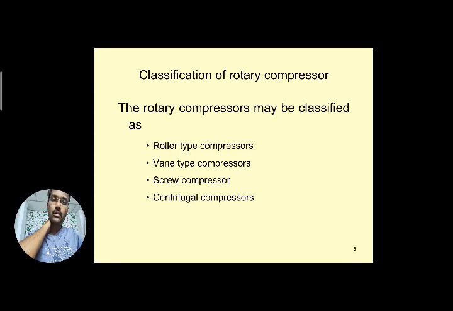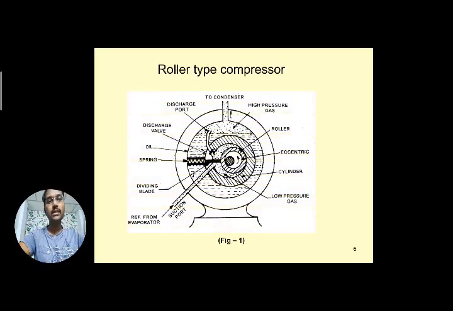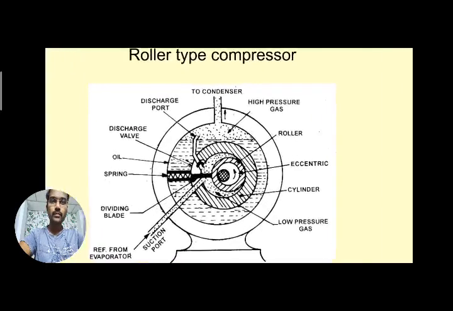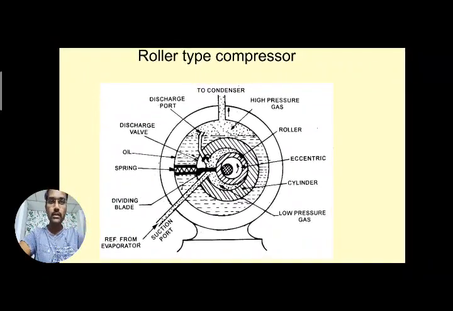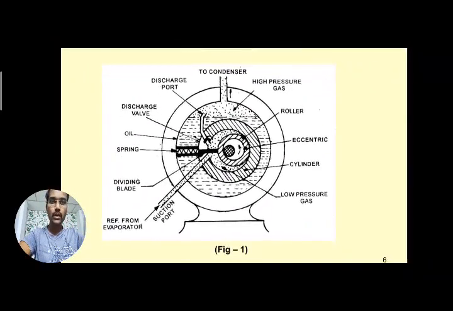We will see what components are involved in that. If you see the line diagram, you can clearly understand all these compressors. So just look at the first case, this is the diagram of the roller type compressor. You can see the diagram here. This is a roller type compressor, and this is a roller.